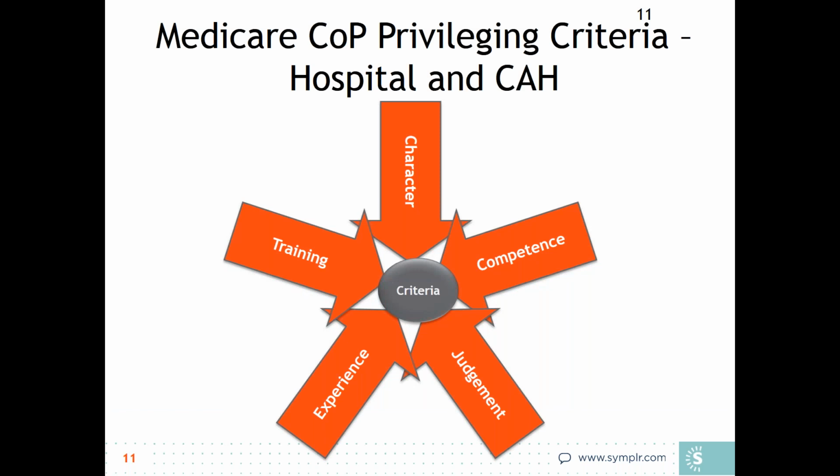So the Medicare conditions of participation require, when you're privileging someone, that the hospital and the critical access hospital take certain things into account as part of their criteria for privileging. And these are character, competence, judgment, experience, and training. So these are all things that have to be part of your criteria for privileging.